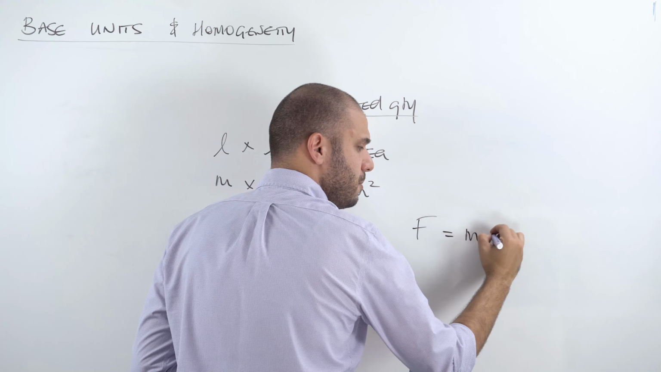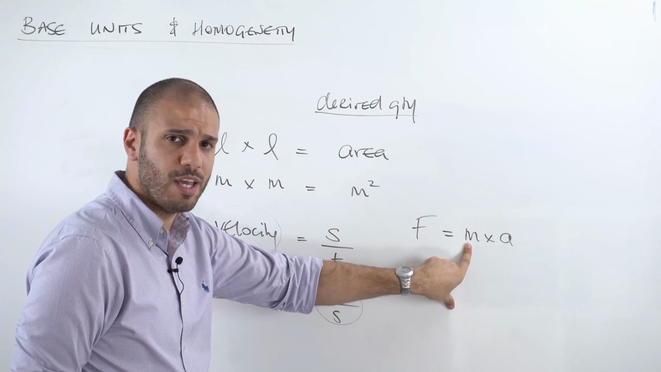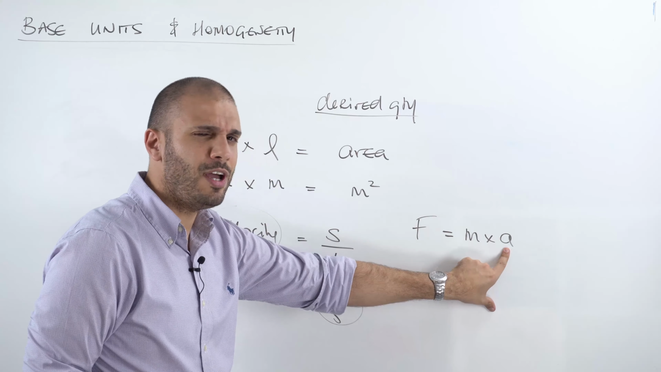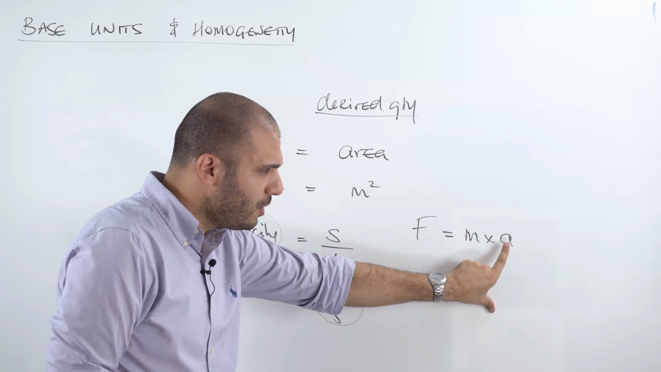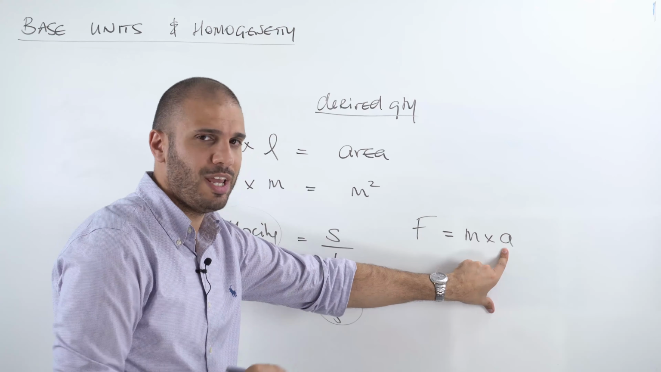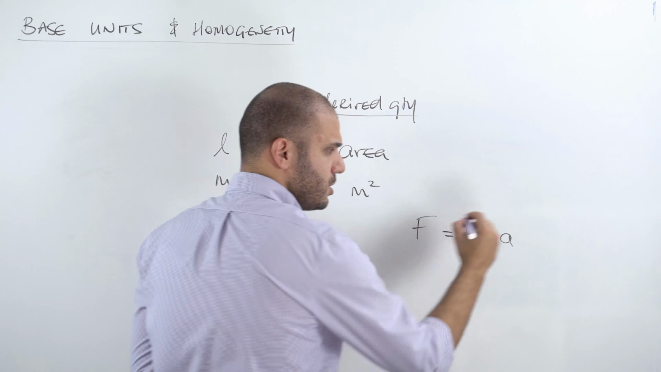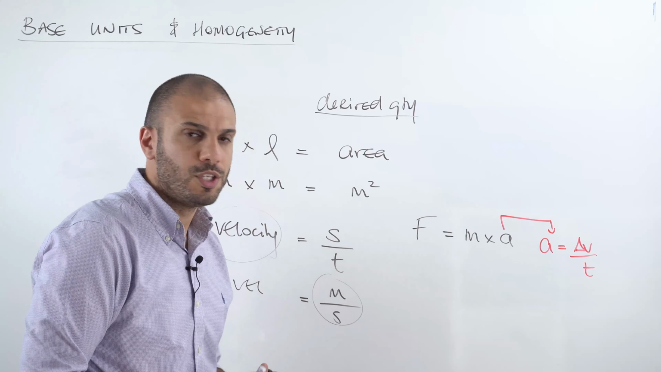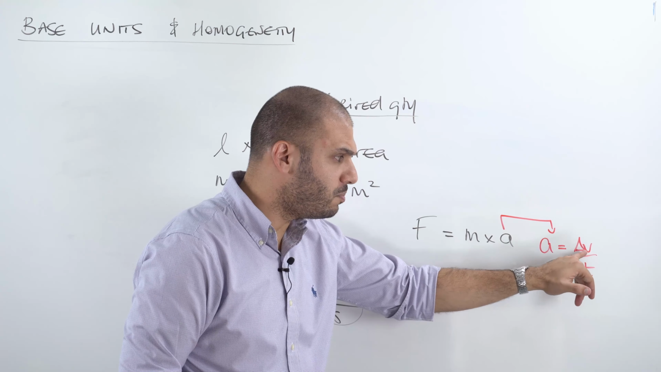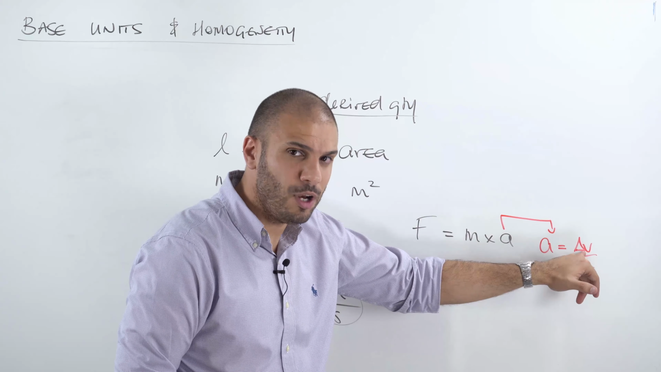Now we can note that mass is one of the base quantities. However, acceleration is not. In fact, when it comes to acceleration, we can break it down further. We can break down acceleration into velocity and time. So acceleration is created by dividing velocity by time.